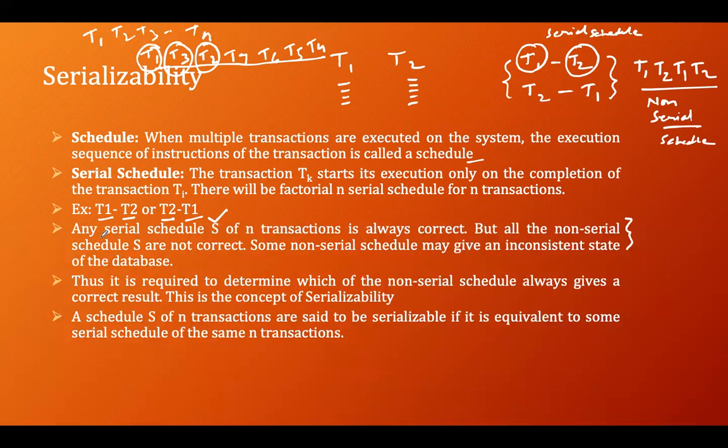So for that, what will we do? Thus, it is required to determine which of the non-serial schedules always give the correct result, and that is the concept of serializability. Now, we know that a non-serial schedule may give an inconsistent state. So what is the solution? The solution is we have to find those non-serial schedules which will give the consistent state.